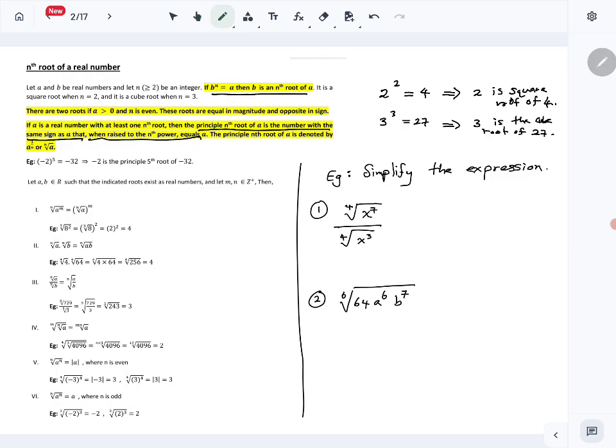And one more important thing: we need to know how to convert from roots to powers. So nth root of a is the same as a to the 1 over n power. And from the first law, this one is what?